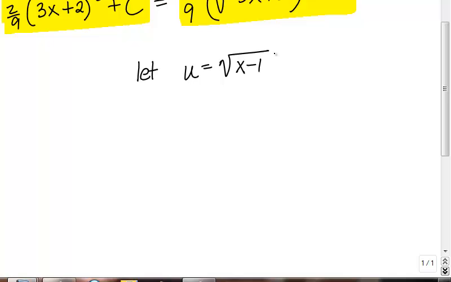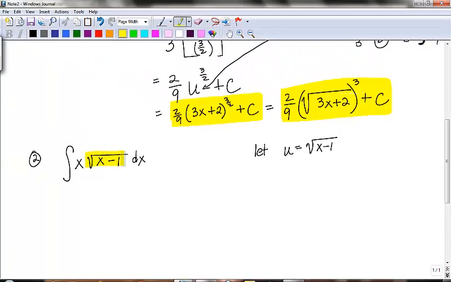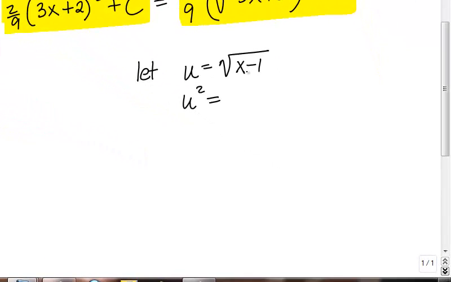Part of the reason I'm letting it equal the part with the radical is that I have to be able to substitute in for all of it. So how do I get rid of the square root? Square both sides. So I'd have u squared equals, when I square this side, all that does is get rid of that radical, so I'd have x minus 1. So far I can put a u in for this.